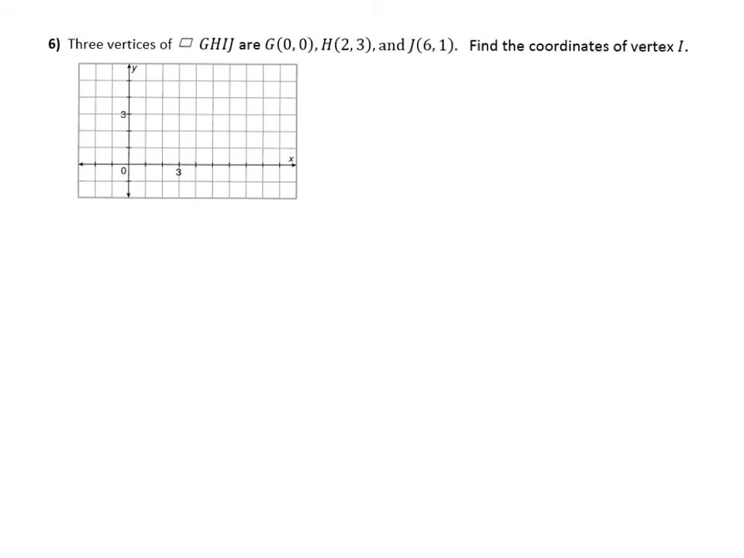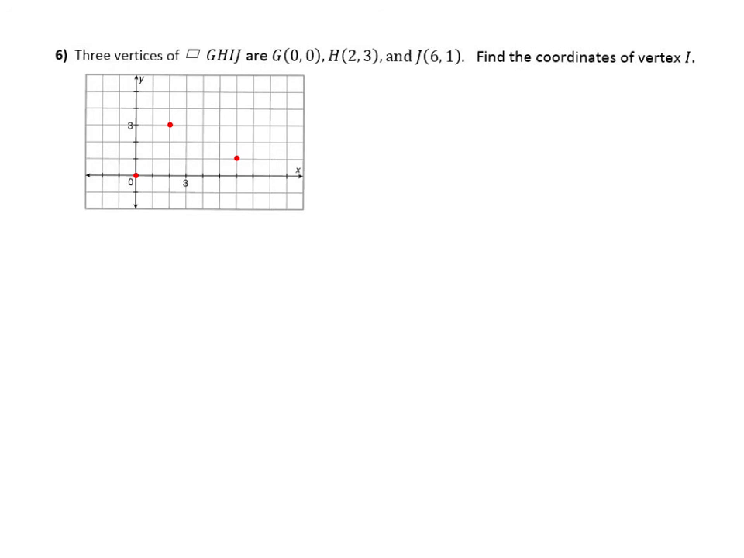For the last problem in our notes, they give us 3 vertices of parallelogram GHIJ. And I'm looking for the coordinates of I. So first let's start off and graph these points. Let's also include some labels on our graph. So I know that this is G at the origin, H is at 2, 3, J is at 6, 1.